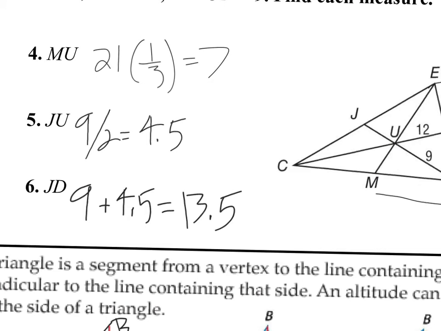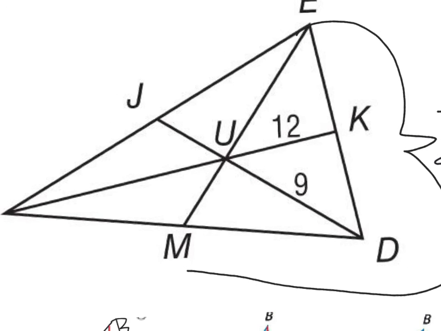The last thing to go over is how did I get JD of 13.5? Well, I added 9 plus 4.5. I added together the 2/3 part and the 1/3 part. 9 plus 4.5 is 13.5. So you should be able to go backwards. Remember, the whole segment is 13.5. If you do 13.5 times 1/3, or divided by 3, you would get 4.5 right here. If you did 13.5 times 2/3, you would get 9. Okay? So you should be able to go backwards in that sense.